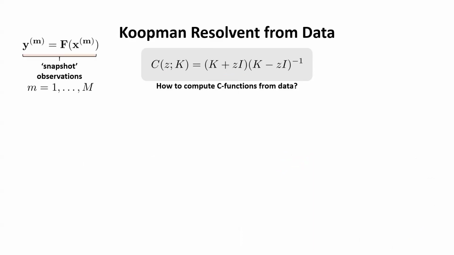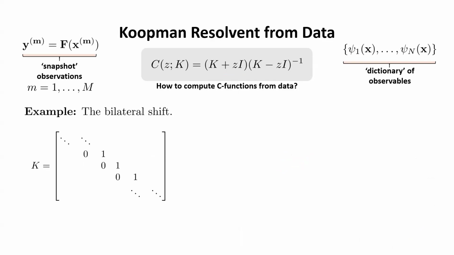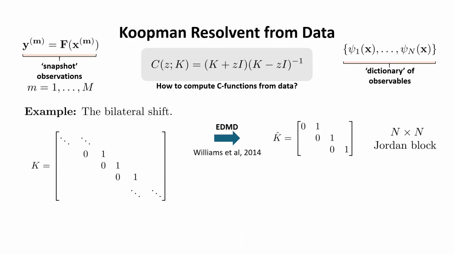So the basic setup is we have our snapshot observations, and we have some dictionary of observables. And I think at least the standard versions of EDMD can be understood as a best fit, or a projection from an infinite dimensional space to a finite dimensional space. So for example, if you took EDMD, you'd basically be looking at the best L2 projection onto the data. And if you do that with a bilateral shift operator, you won't get a 3x3 Jordan block, but just to illustrate, you'll get a Jordan block. And this has all of its eigenvalues at 0. The Carathéodory functions of the Jordan blocks converge outside the unit disk, but they don't converge inside the unit disk. And so you can't use them to approximate the jump across the unit disk.